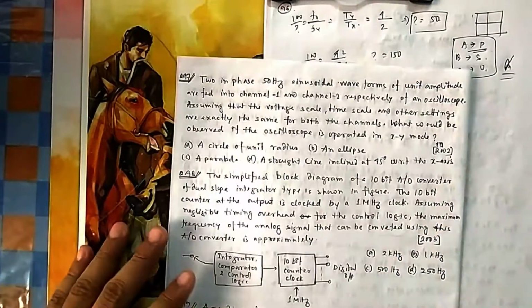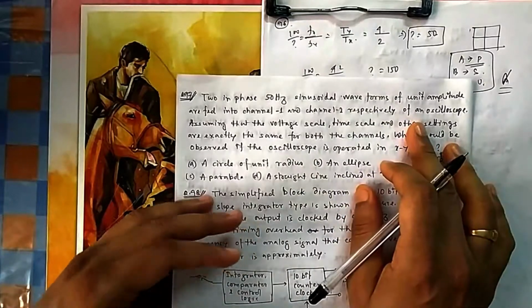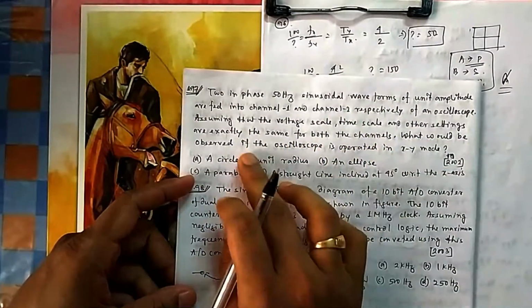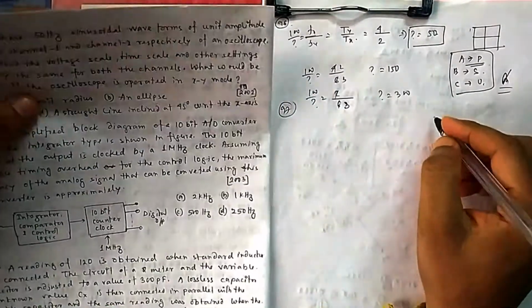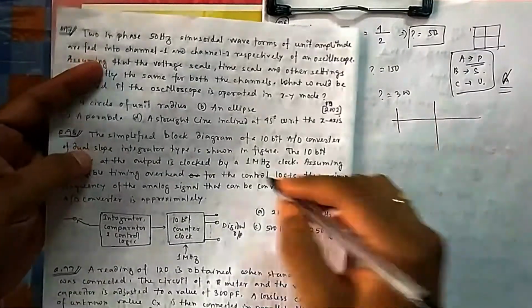Now if you come to 97: two in-phase 50 Hz sinusoidal waveforms of unit amplitude are fed into channel 1 and channel 2 respectively of an oscilloscope. Assuming that the voltage scale, time scale and other settings are the same for both channels, what will be observed on the oscilloscope if you operate in the XY mode? This one, I told you in yesterday's lecture also. I will show you in today's questions.